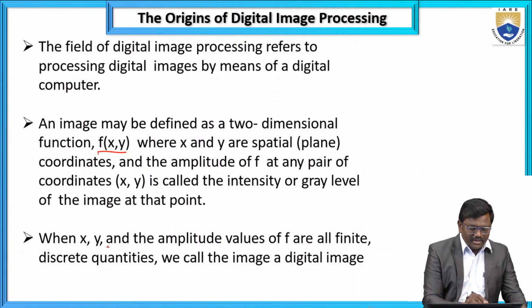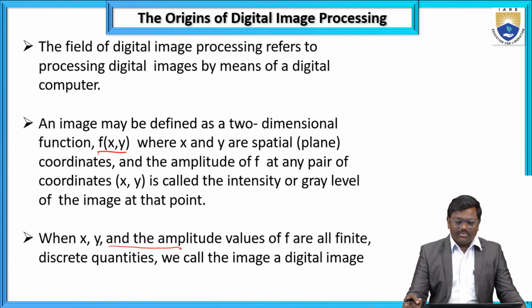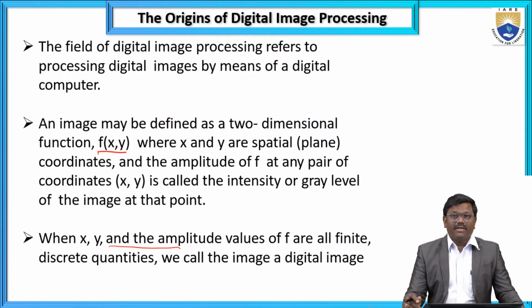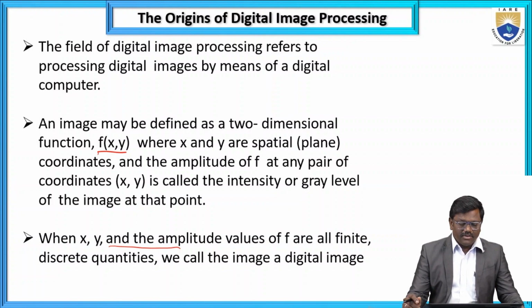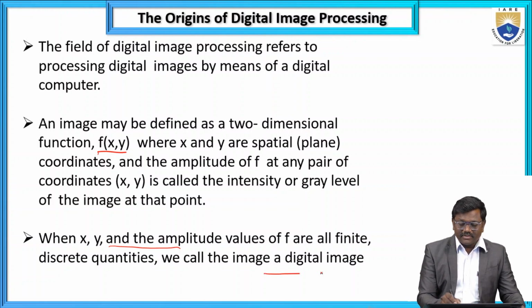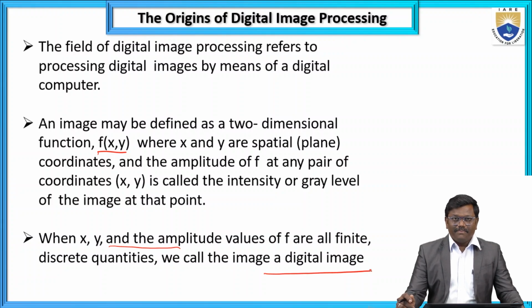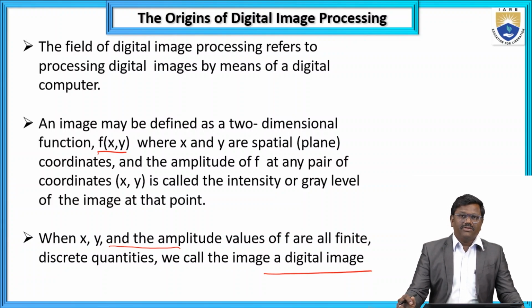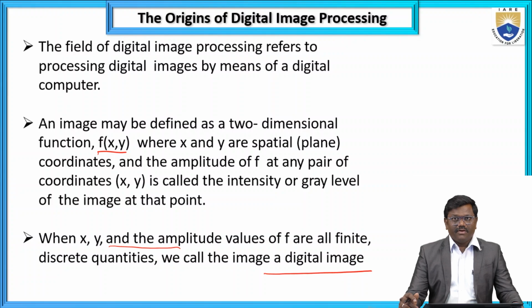When x comma y and the amplitude values of f are all finite discrete quantities, we call the image a digital image. I repeat, the definition of a digital image: when x comma y and the amplitude values of f are all finite discrete quantities, we call the image a digital image.